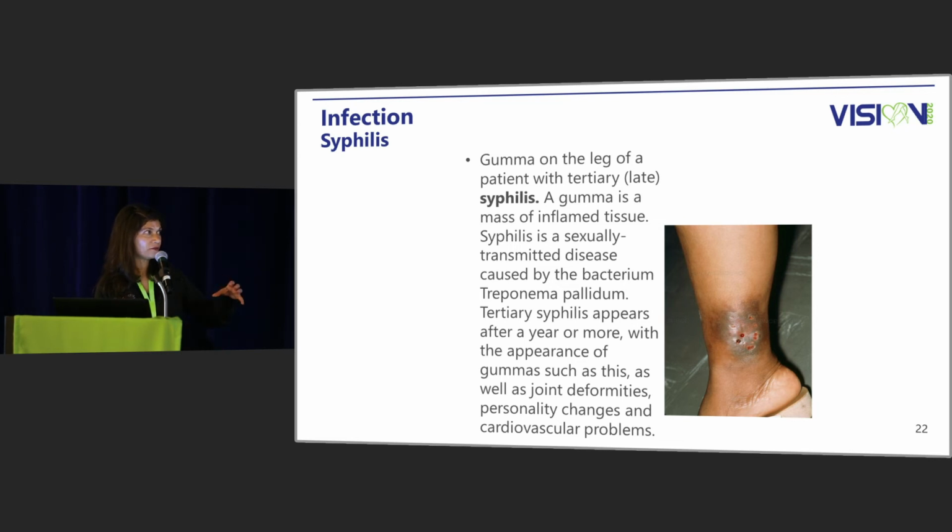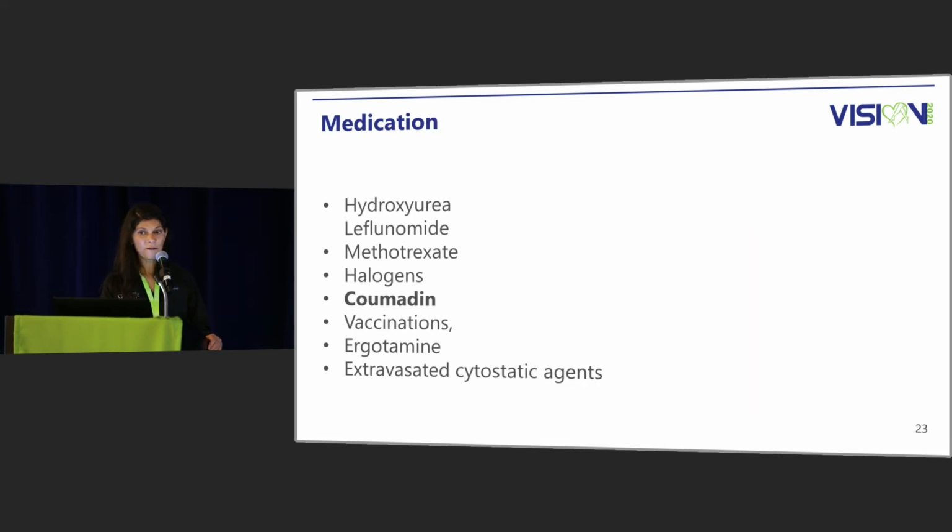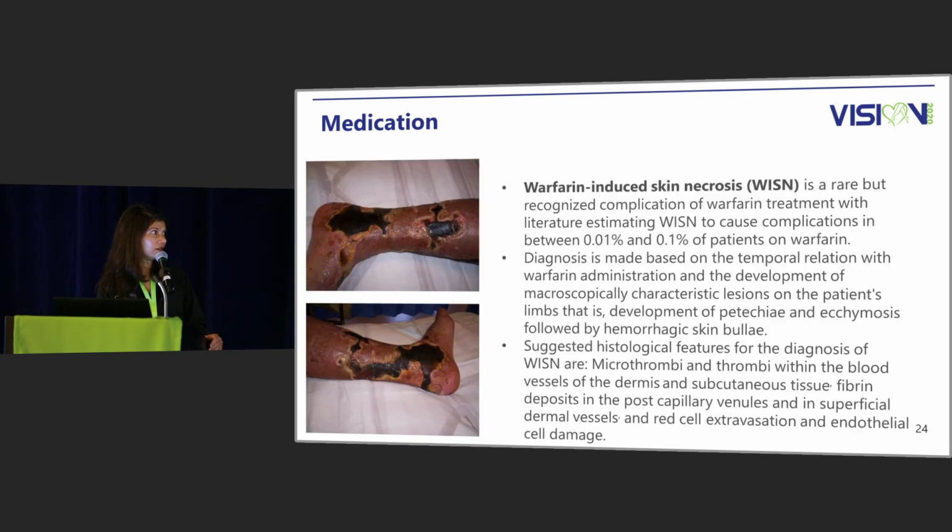A gumma is a mass of inflammatory tissue after being infected with the Treponema pallidum, the syphilis infection, and it appears usually a year after infection. This is a gumma. It's on the medial lower leg, and it can also present with joint deformities, cardiovascular problems, and mental changes. We also have medication ulcers, including hydroxyurea, methotrexate, halogens, Coumadin, vaccinations, ergotamine.